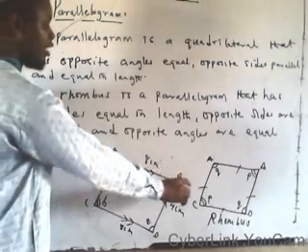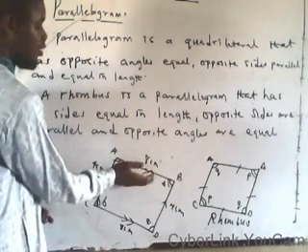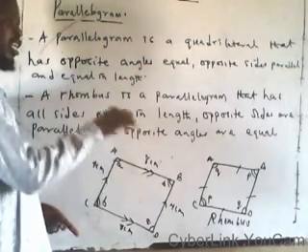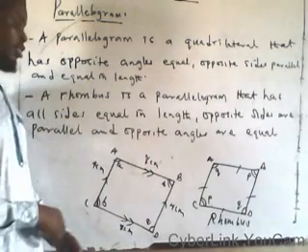So a parallelogram has opposite angles equal. It has parallel sides. The opposite sides are parallel, and they are equal in length.